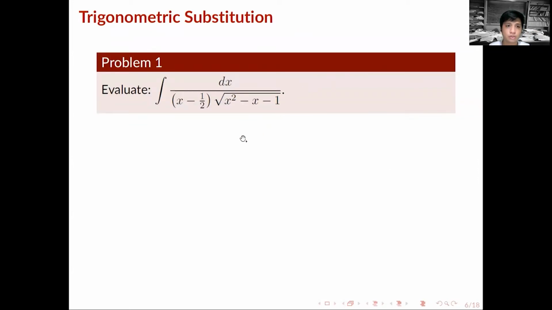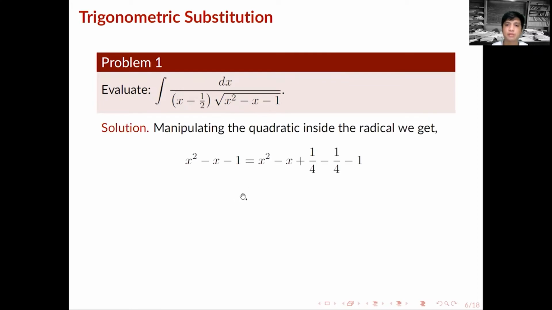Now let's try to solve problem number 1. Evaluate the integral of 1 over quantity x minus 1/2 times the square root of x squared minus x minus 1 with respect to x. First, we have to manipulate the radicand by means of completing the square. So we obtain this expression, and then after simplifying it, we will obtain this.